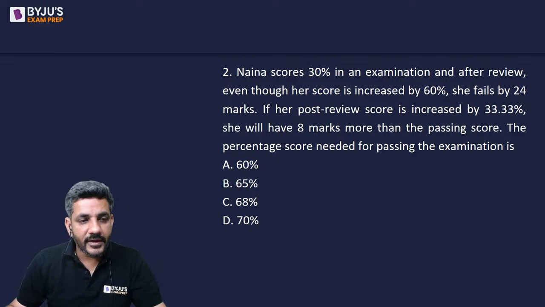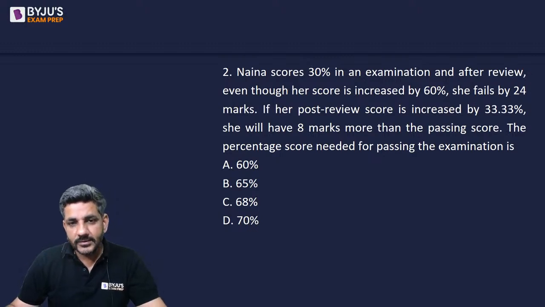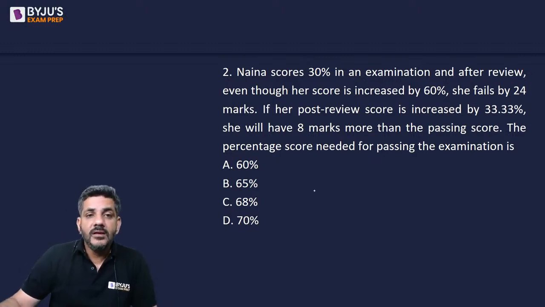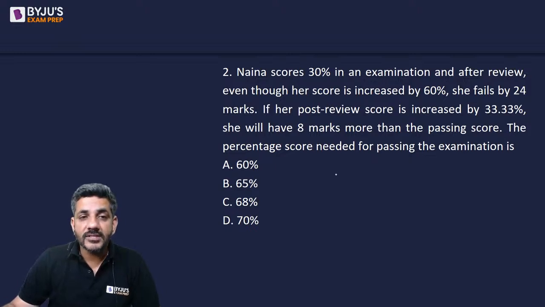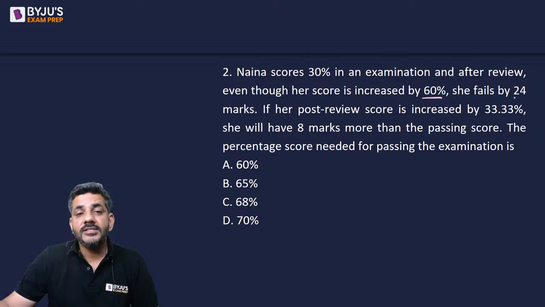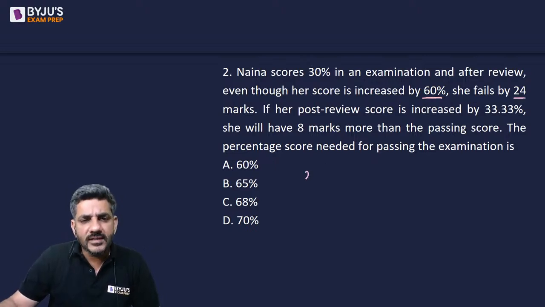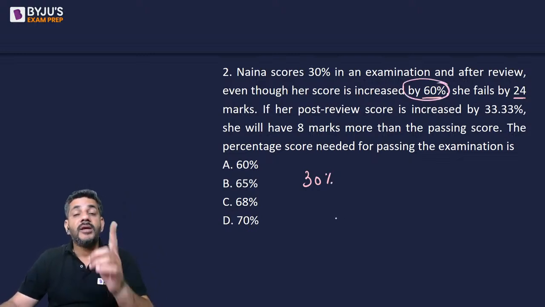So let's start doing it now. Let's do this question as well. So just pay attention to the solution. Nana scores 30% in an examination, and after review, even though her score is increased by 60%, she fails by 24 marks. The only thing that needs to be taken care of here is when 30% is increased by 60%, it does not become 90.